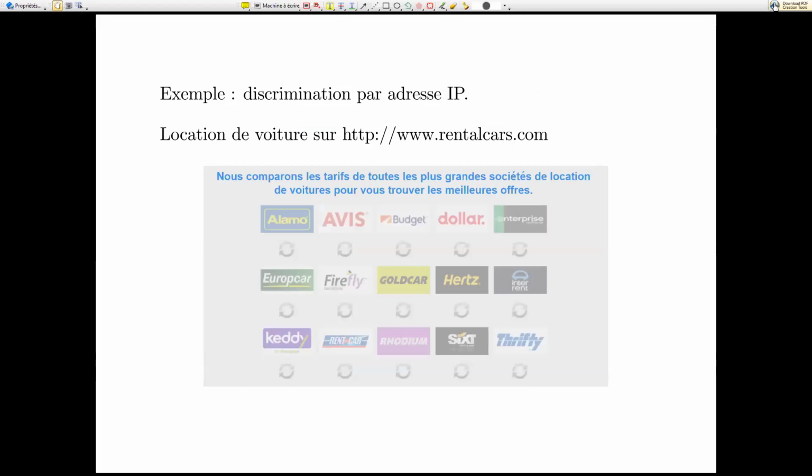So here's my example. If you are trying to rent a car from the Rennes airport, where I lived for 6 years, you go on rentalcars.com and you say, in Rennes Airport, please let me rent a car. And then they say, we're checking the best fares that we can find for you. Just wait a second and see what they show you.